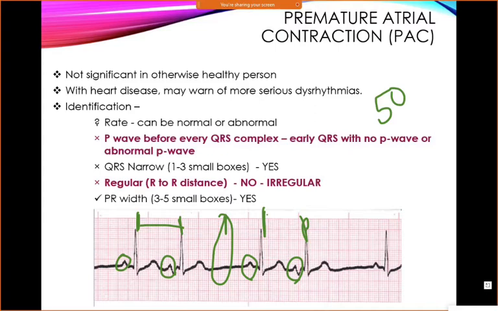So really, let me find a better strip for PAC. So there's a P wave before every QRS, but then there's something. So let me come back. I will find a better strip for this one. Because this rate is 50, this one really should get thrown into the bradycardia block and is not a good strip for premature atrial contraction.